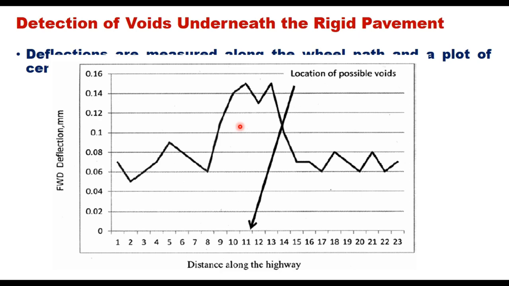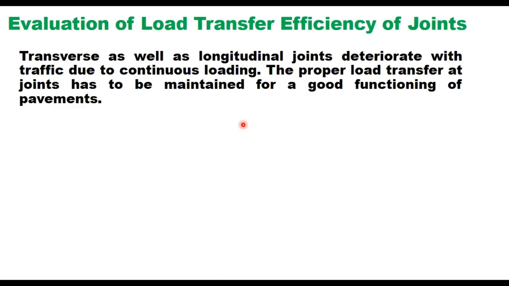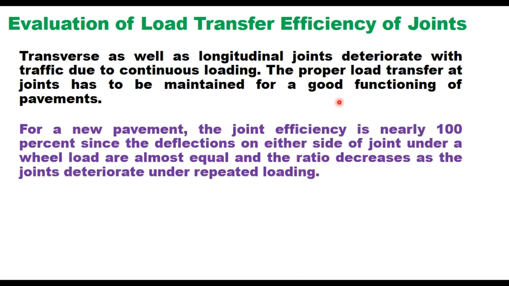The next one is evaluation of load transfer efficiency of joints, LTE. It can also be evaluated using FWD. Transverse as well as longitudinal joints deteriorate with traffic due to continuous loading. The proper load transfer at joints has to be maintained for good functioning of the pavement. For a new pavement, the joint efficiency is nearly 100%, since the deflections on either side of the joint under a wheel load are almost equal. But this ratio decreases as the joints deteriorate under repeated loading.